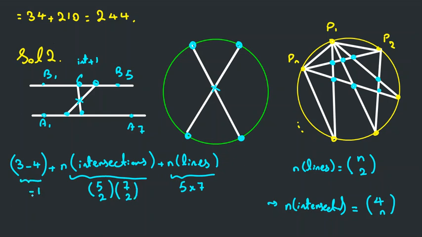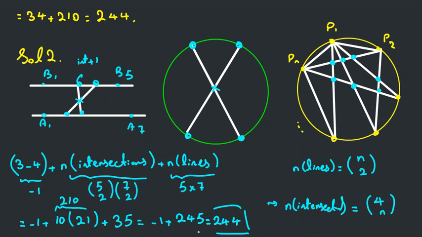3 minus 4 is negative 1. So let's calculate this. Negative 1. 5 choose 2 is 5 times 4 over 2. It's 10. 7 choose 2 is what? It's 21. 7 times 6, 42 over 2, 21. Plus 35. Now it will be what? 10 times 21 is 210. It's negative 1 plus 210 plus 35, 244. Okay, it was another solution and another approach for solving this problem.